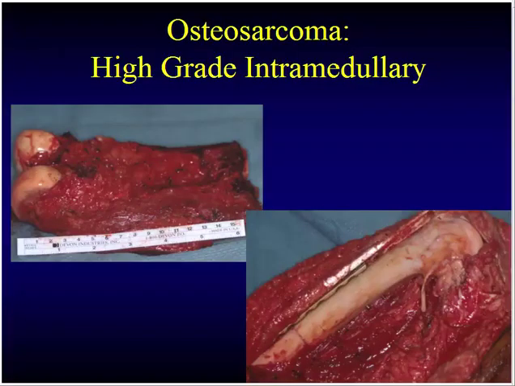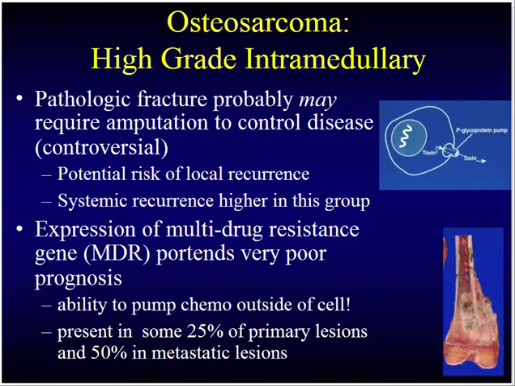Now, the question always comes up, what about a pathologic fracture? It may require amputation to control the disease, but this is controversial. And I really struggle this year with what to tell you. In the past, I've always told people, if they have a pathologic fracture, treat it as if they didn't. But a couple of articles have come out now to say, well, but maybe we should. So hopefully this won't show up on your boards.